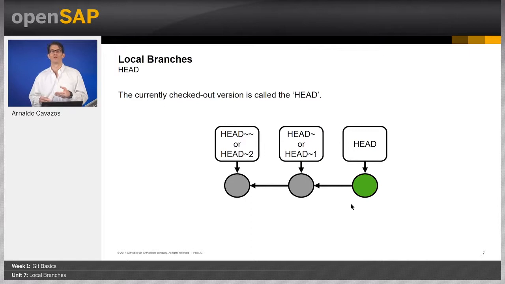So, now you know the simple but often misunderstood concept of a local branch in Git. In the next unit, we will have a brief description of tags, and then we're going to do a demo opening WebIDE to do a few experiments with tags and branches.